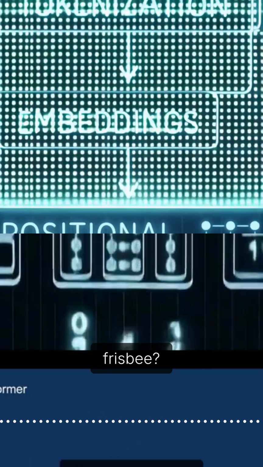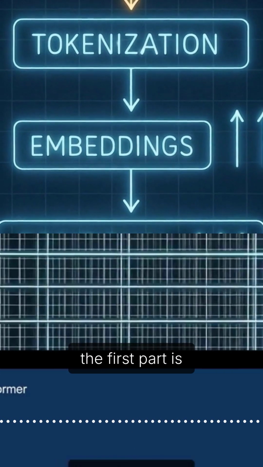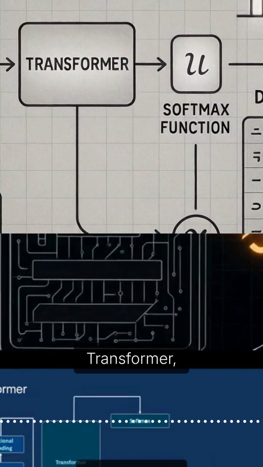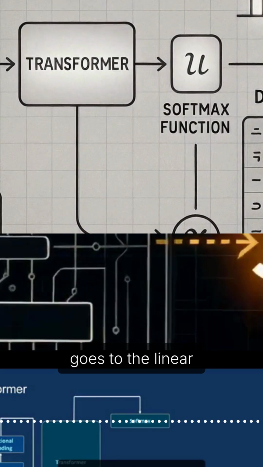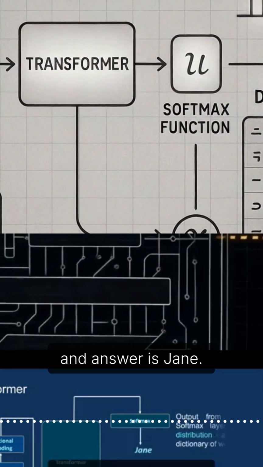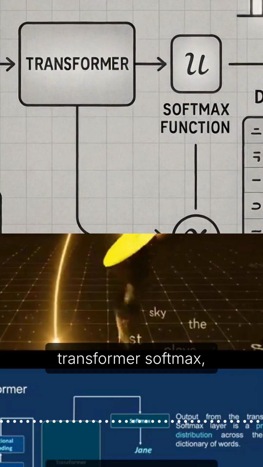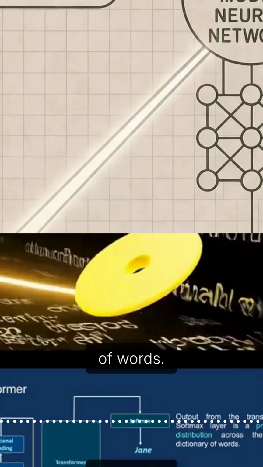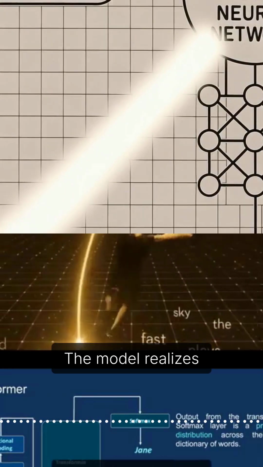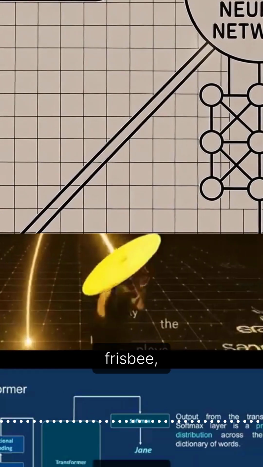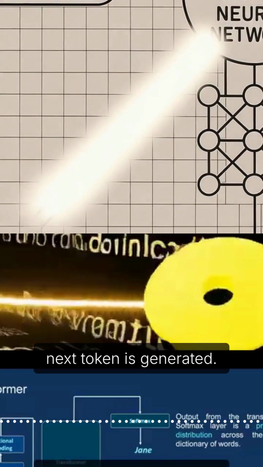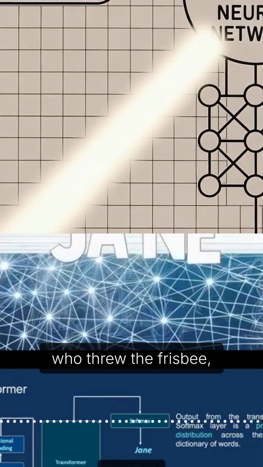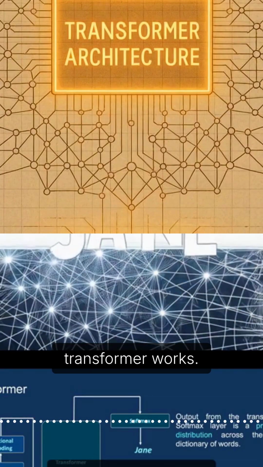So who threw the frisbee? If that is our text, the first part is tokenization, then embeddings, then positional encoding, which goes to the transformer. Output from the transformer goes to the linear layer, then the softmax function, and the answer is Jane. The output from the transformer softmax layer is the probability distribution across the entire dictionary of words. The model realizes that Jane is associated with the action of throwing the frisbee, and that's how the next token is generated. The model predicts the next word given the context, who threw the frisbee, and the answer is Jane. That is how the transformer works.